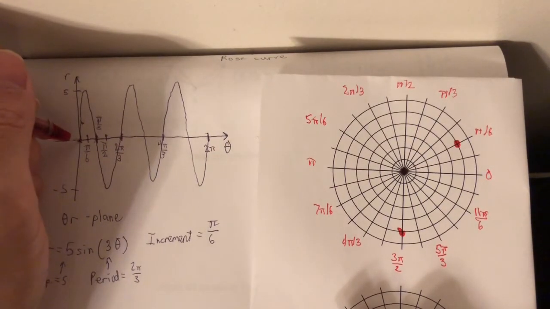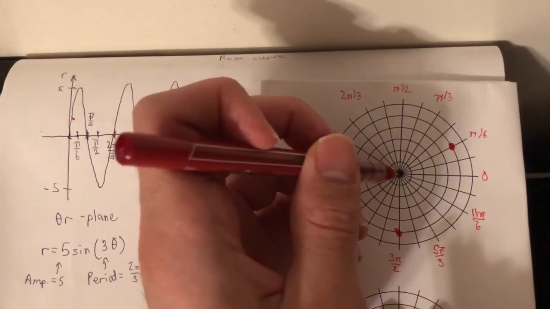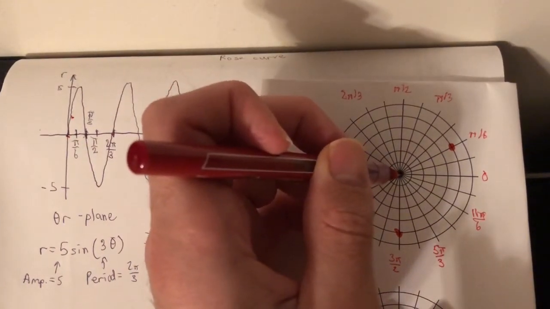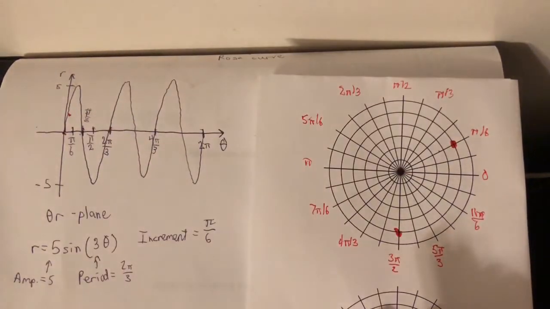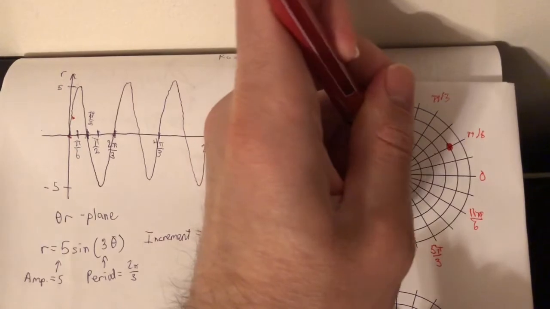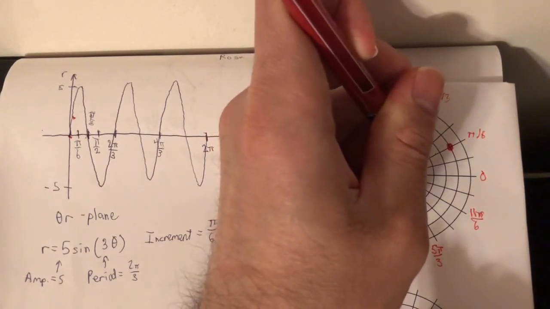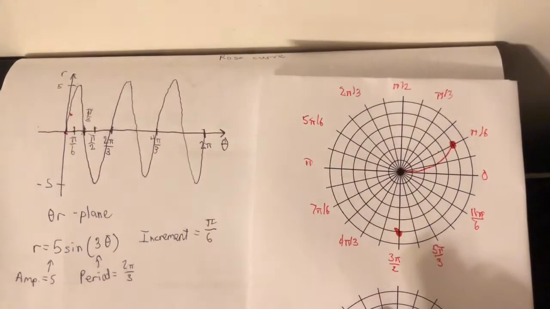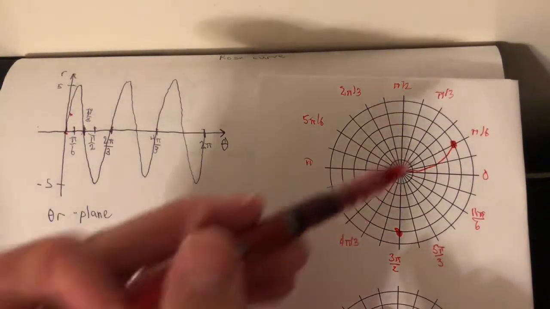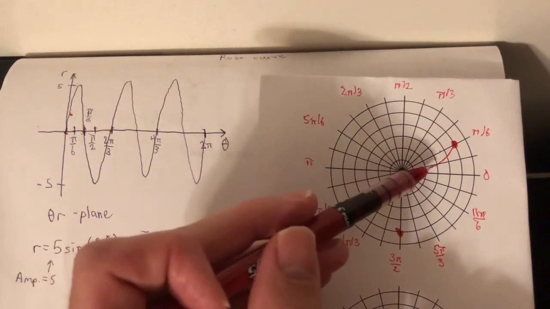So from theta equals 0 to theta equals pi over 6, I'm going to be gradually increasing my angle and also increasing my distance from the pole. So as I increase my angle from 0 to pi over 6, I'm also increasing my distance from the pole. So I'm going to hit this point. Okay, so notice I'm increasing my distance from the pole. I'm also increasing my angle theta.